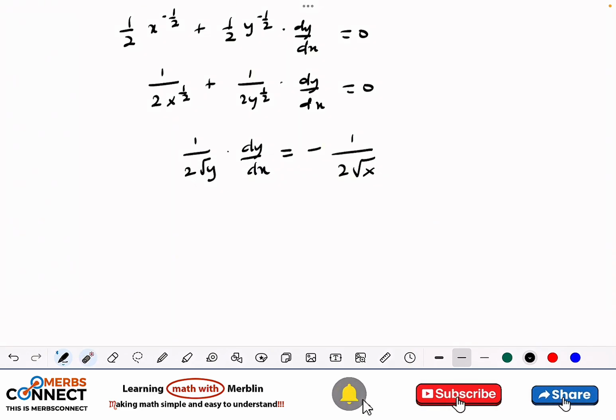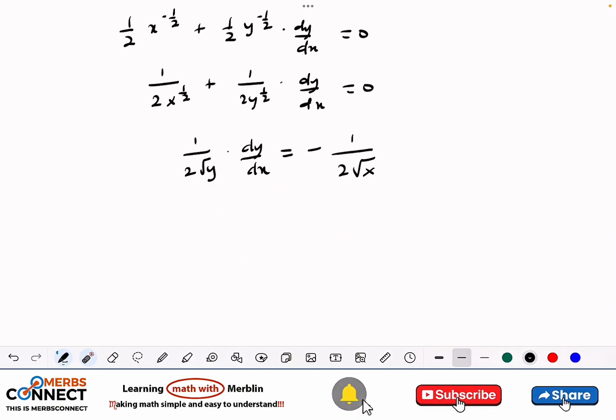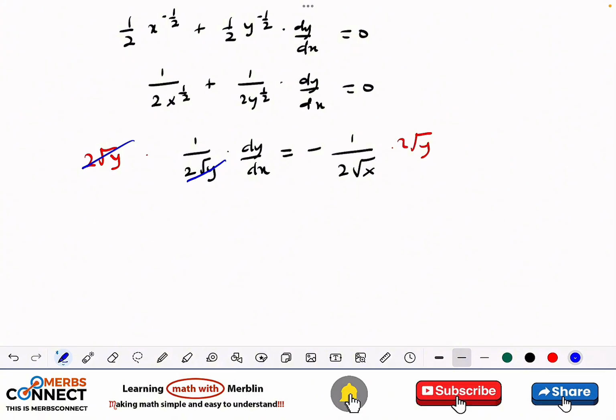What can we do? We can divide this one by 1 over 2 root y. Or let me do it the other way instead of dividing: let's multiply through by 2 root y, and here 2 root y, so that this will cancel this, and we are going to have dy over dx equal to minus root y over root x. Okay, so this one too, the magic happens.